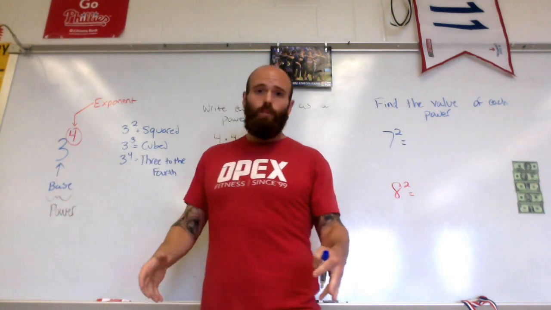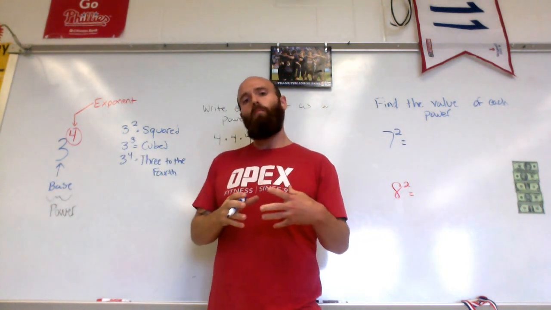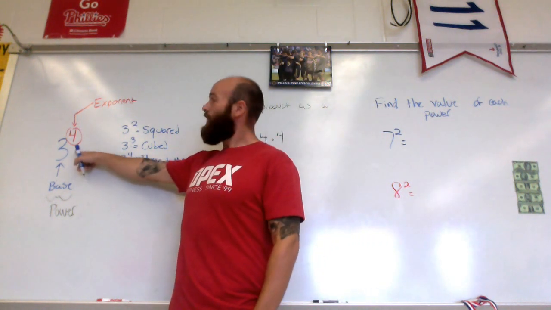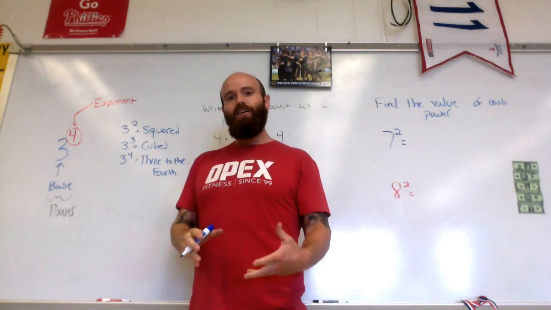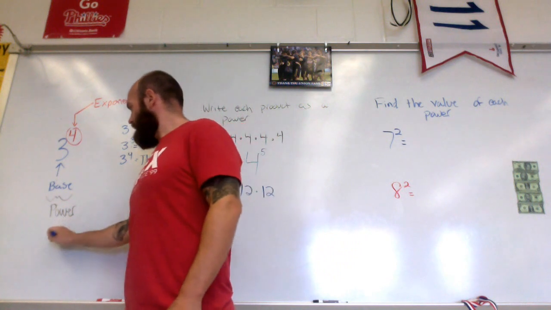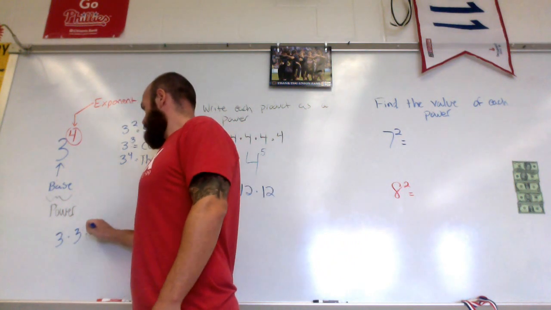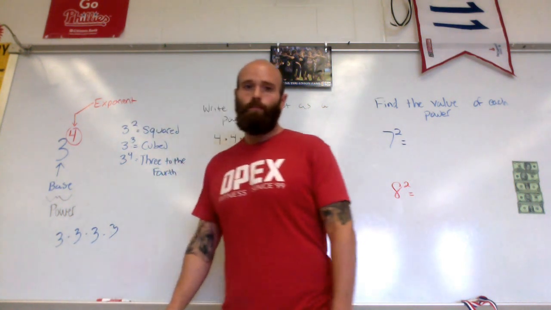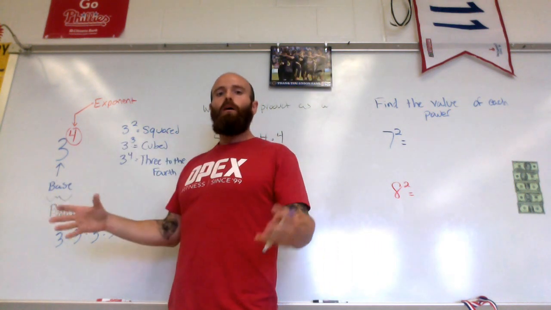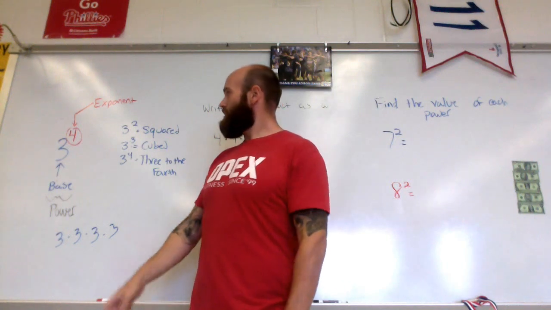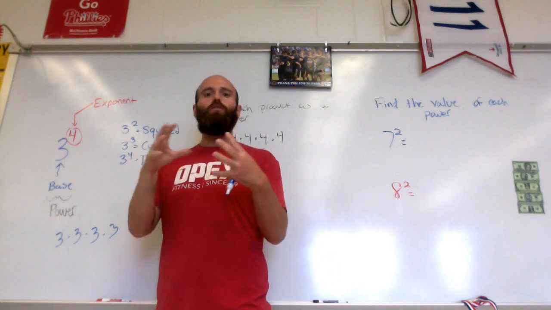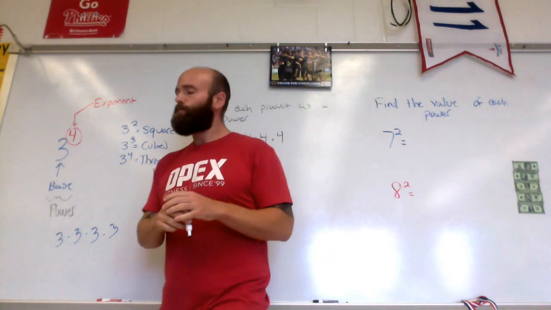Now, the exponent tells us how many times we're multiplying that number by itself. So in this case, we have 3, and the exponent's 4. That tells us that we're going to multiply 3 by itself 4 times. And it may look like this: 3 times 3 times 3 times 3, okay? Now, when we put that base and the exponent together, they're going to make a power. So in this case, 3 to the 4th is 3 to the 4th power, all right? So you need those two together to make a power.